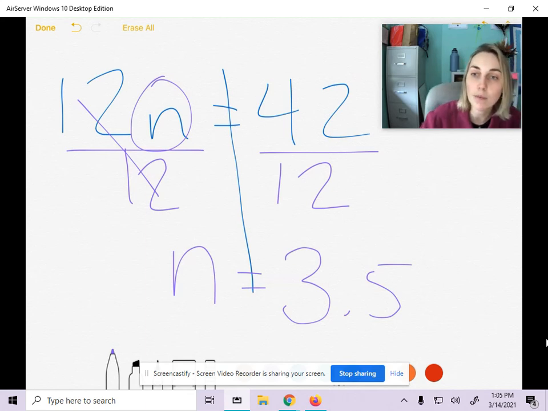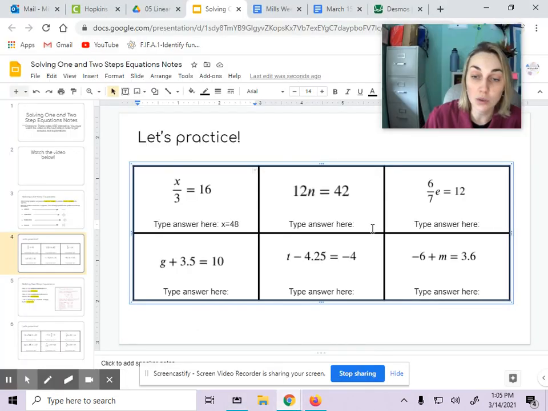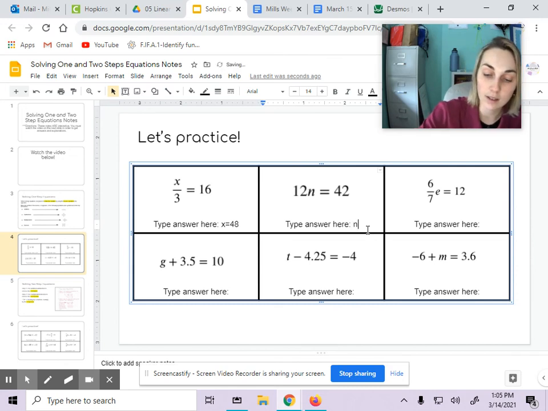It's going to give us 3.5. And again, if you wanted to check this, you can plug 3.5 into the original equation and make sure that it is equal to 42. In this case, that would happen. So this is going to be correct. Our n value, our variable, is equal to 3 5/10.